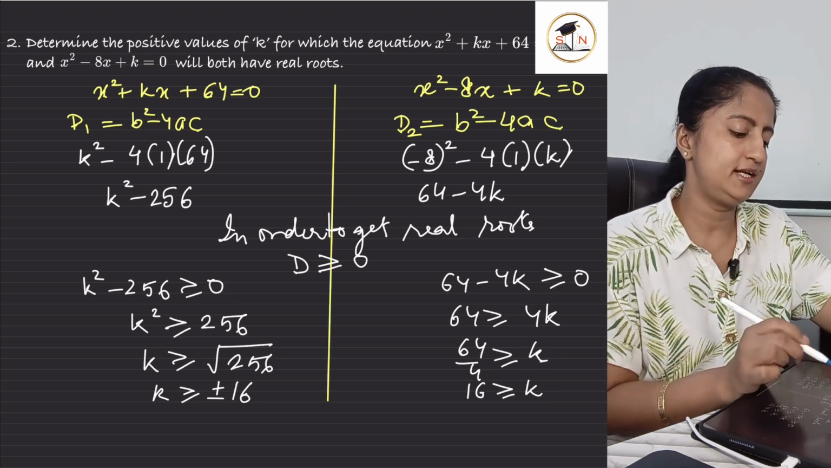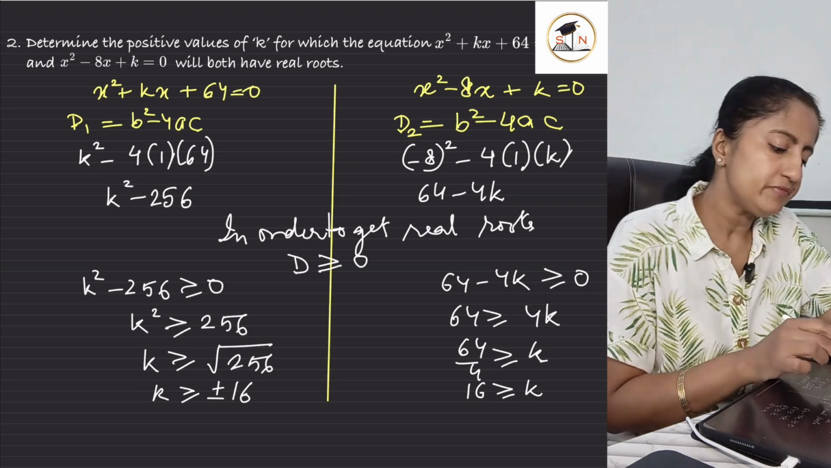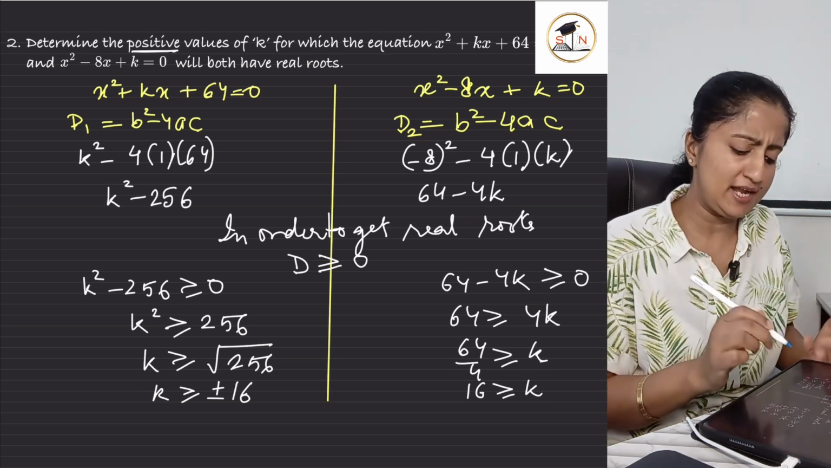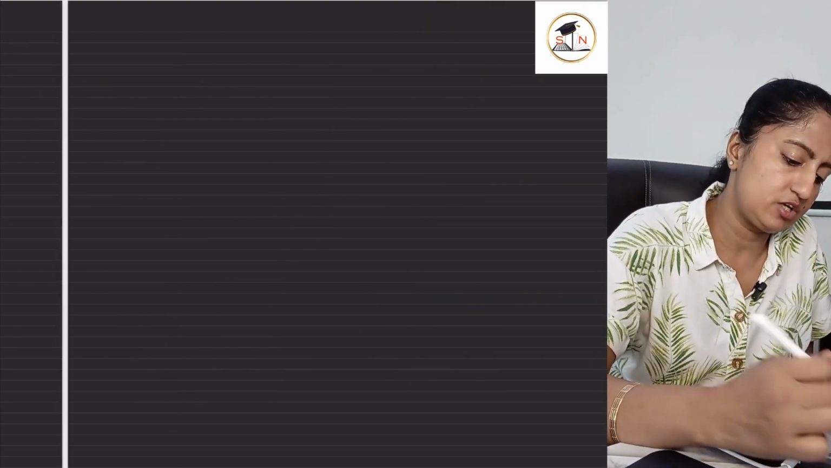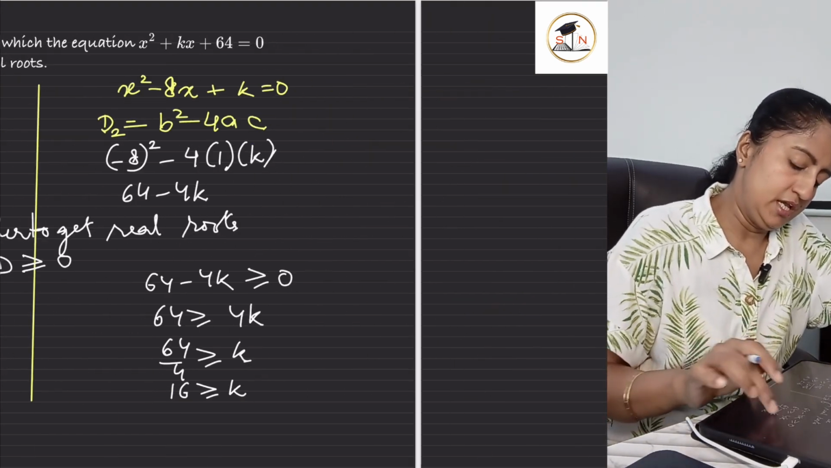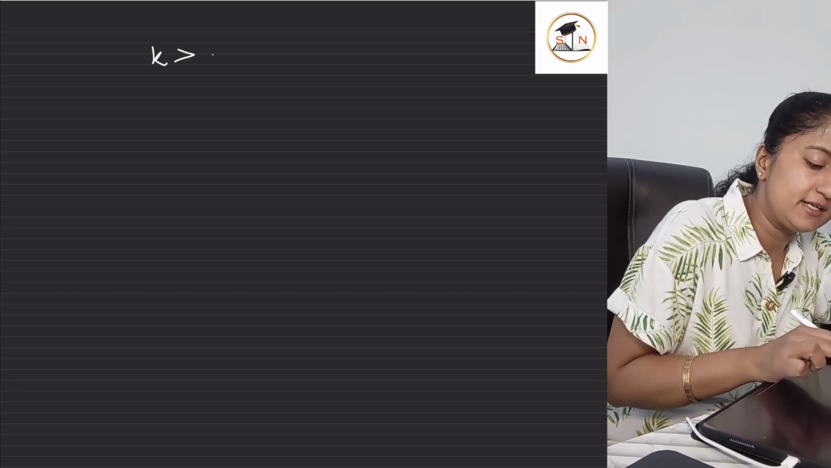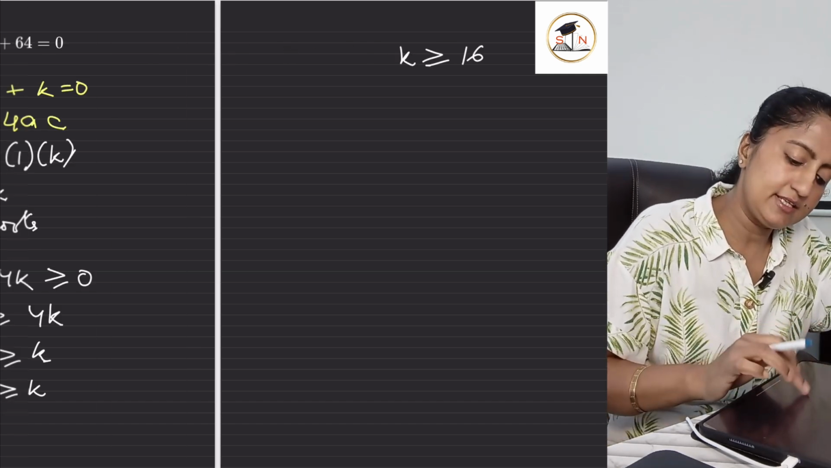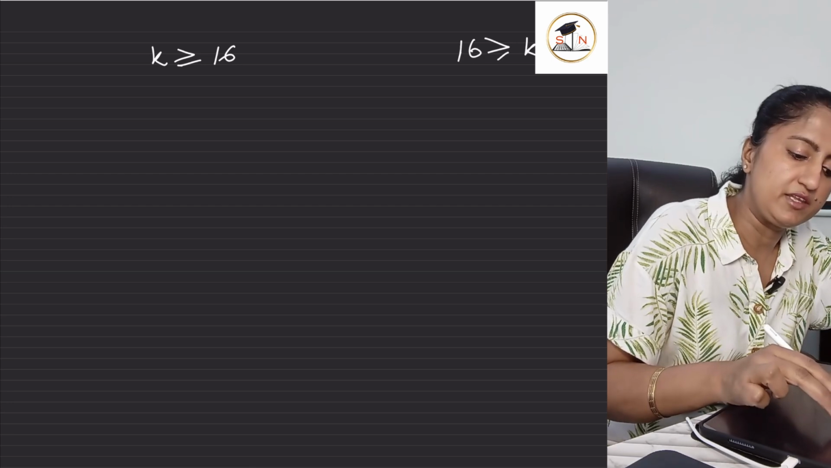Now, the question said positive values, right? So that means we have to reject the negative value. Okay, so let's continue with this question on the next screen. That means my first value is supposed to be greater than or equals to 16. I have rejected the negative one. And the second one said 16 is greater than or equals to k.